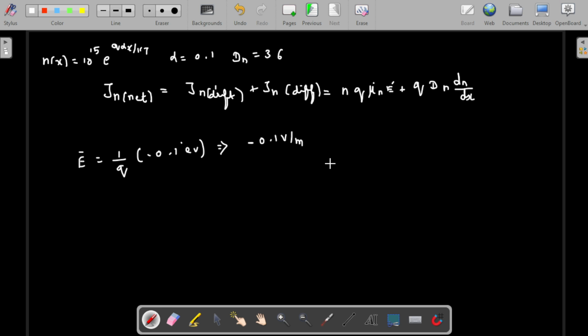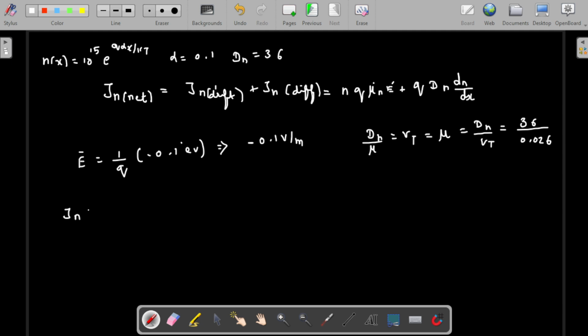Now we have to find the mu. For that we have a relation, the Einstein relation: D by mu is equal to Vt or kT by q, anything is fine. From that we can calculate mu n, which is equal to Dn by Vt, which is equal to 36 divided by 0.026. So we have got all the data.